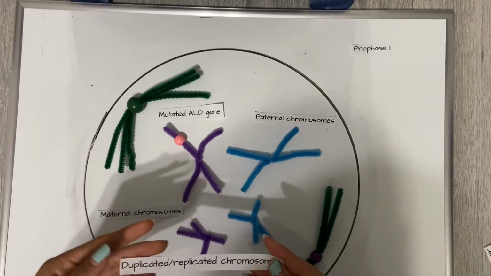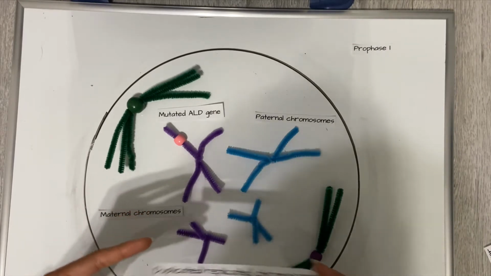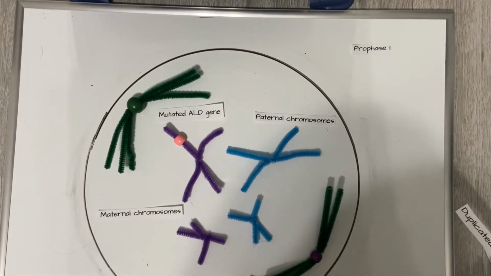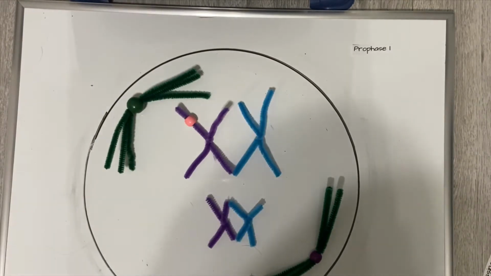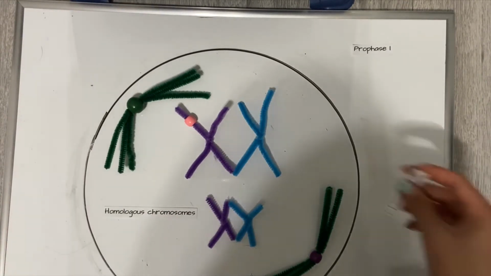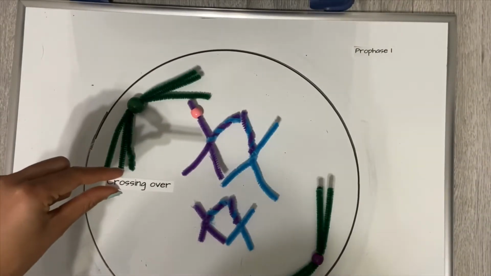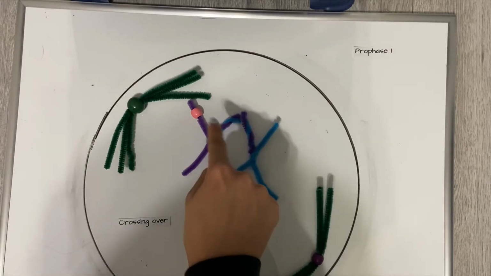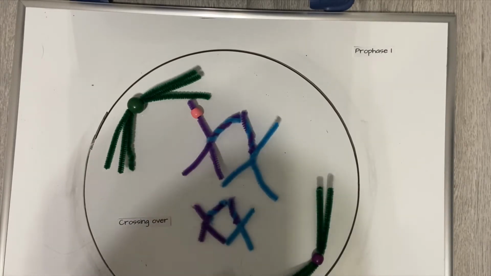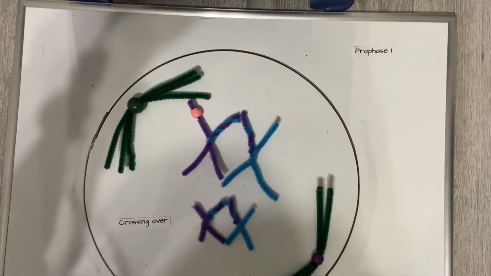After each duplicated/replicated chromosome pairs with its corresponding homologous chromosome, which are chromosomes that are extremely similar, they undergo crossing over. Crossing over is when sections of the chromatids cross over each other, and these cross sections of chromatids, which contain alleles, are exchanged.